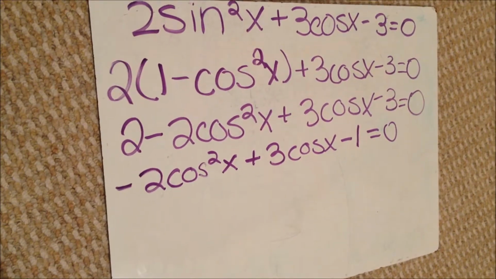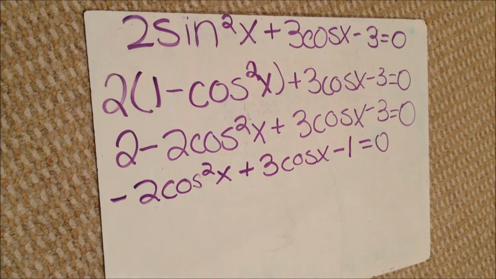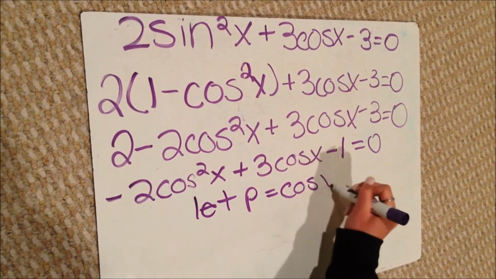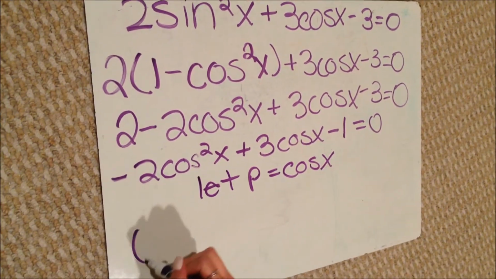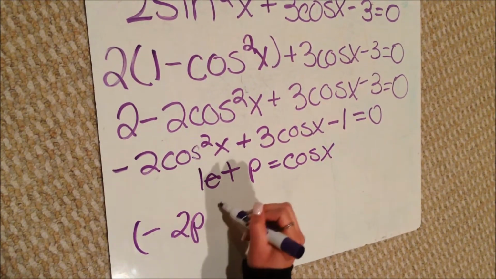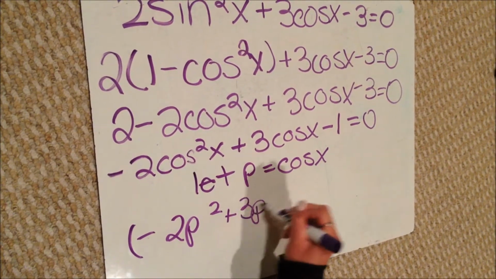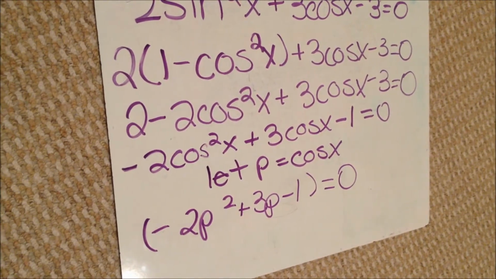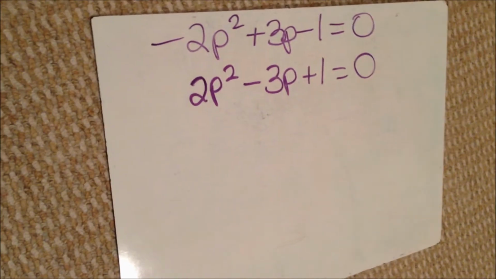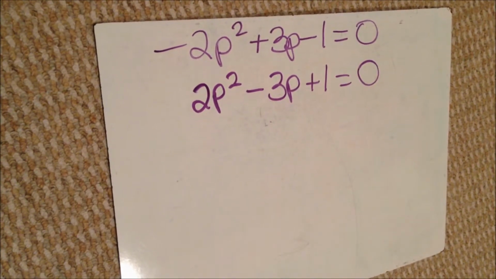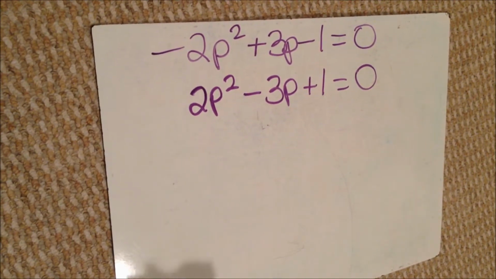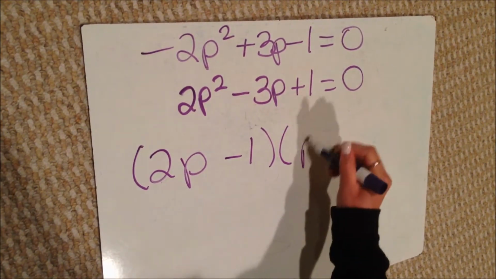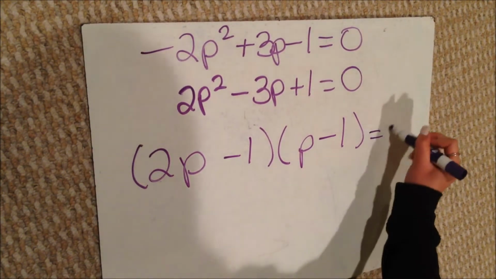Now you have a quadratic, but you don't want to work with cosine, so you're going to let p equal cosine x. Now it becomes negative 2p squared plus 3p minus 1 equals 0. Then you can divide by negative 1 and get 2p squared minus 3p plus 1 equals 0. Then you can factor this to 2p minus 1 times p minus 1 and set them both equal to 0.